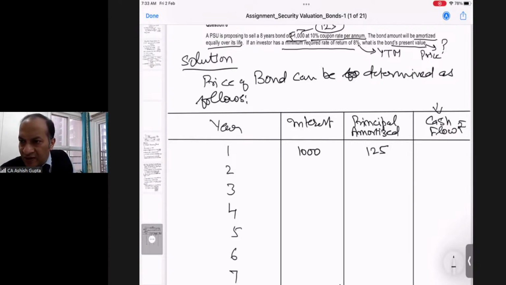Selling at a premium, YTM is less than the coupon rate. Manisha, I could not get what exactly you want to say. Selling at a premium, YTM is less than the coupon rate. Selling YTM premium is nothing. No, not a premium.